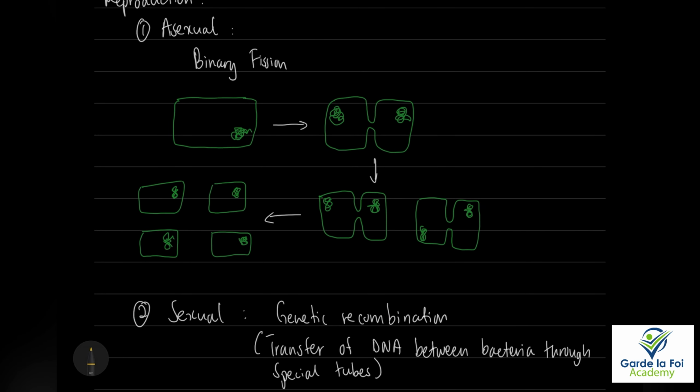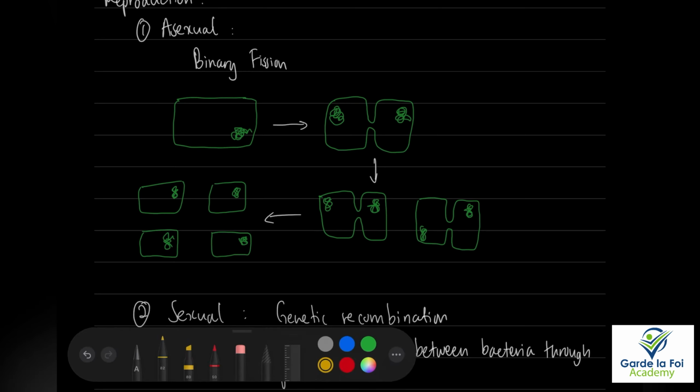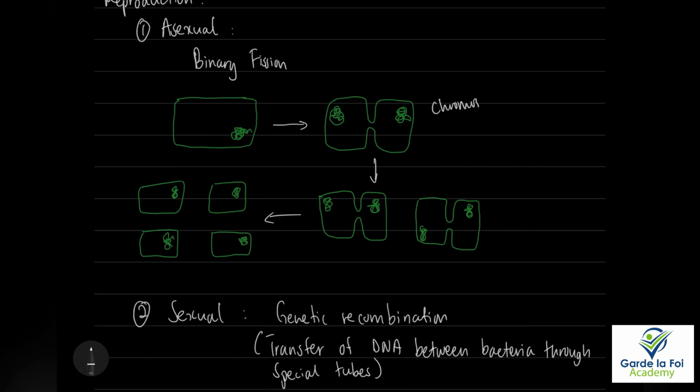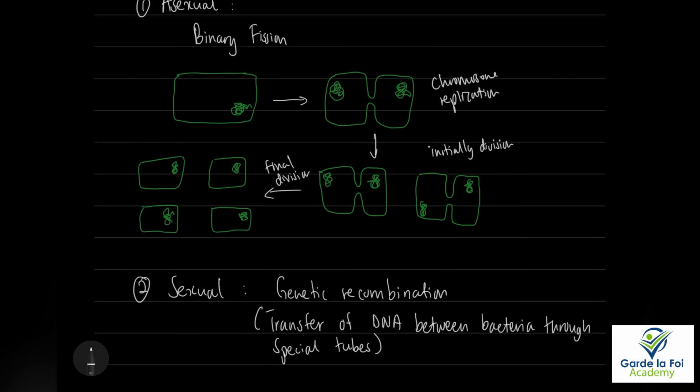And then reproduction. Most bacteria reproduce asexually by binary fission, where we see the process of chromosome replication, and the initial division, then the final division. They divide twice. So that's the simplified explanation of binary fission, whereby there's chromosome replication, in which it would first divide, another chromosome replication, and then they'll divide again.